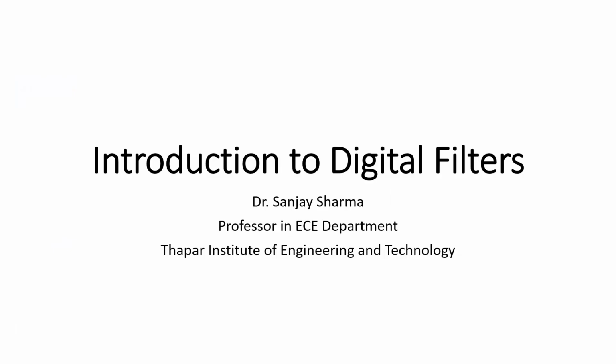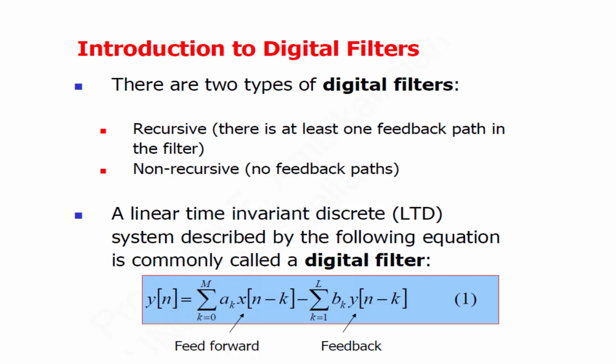Hello everyone. Today we will start with how to design digital filters. There are two types of digital filters. One is recursive and the other one is non-recursive. In the recursive case, there is at least one feedback path in the filter. But for a non-recursive digital filter, there will not be any feedback path.